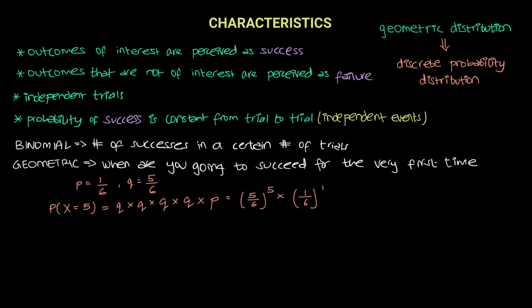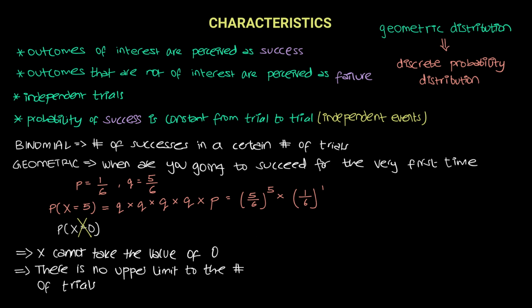However, it is important to note that there is no probability of x equals 0. The probability of x equals 0 does not exist in a geometric distribution. And why is that? Because this number represents the number of trials it takes for us to succeed. But if there are 0 trials, how are we going to succeed for the very first time? So the minimum number of trials that we need for a geometric distribution is 1. So x cannot take the value of 0, but at the same time, there is no upper limit to the number of trials. The minimum number of trials is 1, but there is no maximum number of trials.